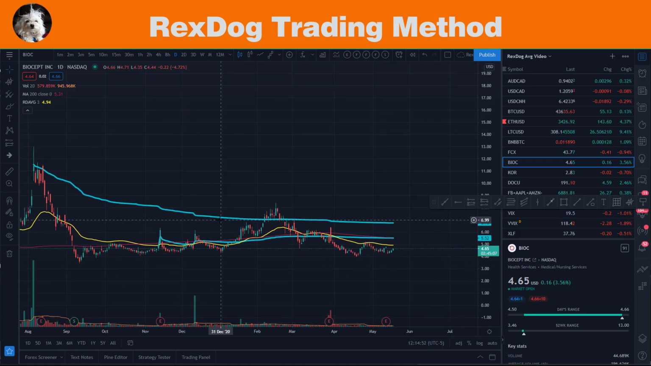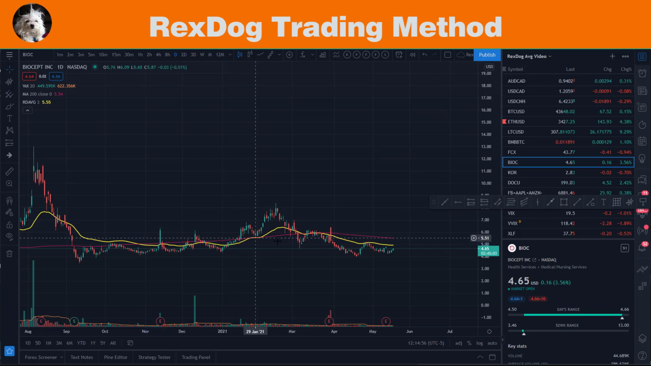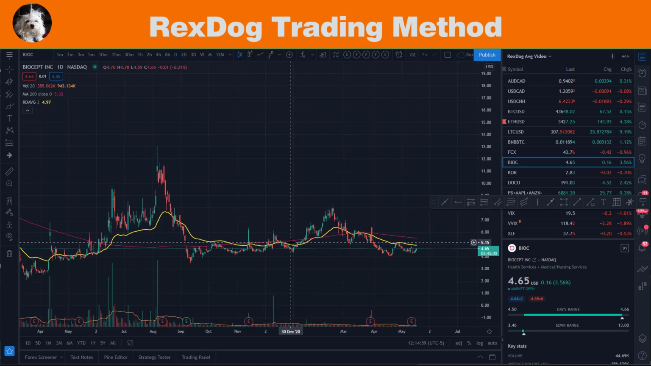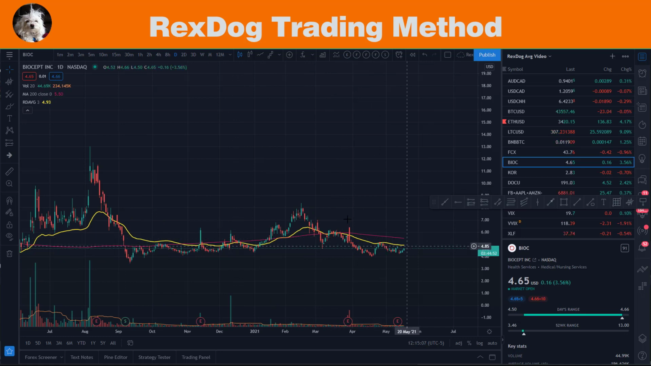This isn't a trade I recommend anybody do. I'm not giving you financial advice. It's just a trade I do because I've noticed that this thing, when it gets low, buy and then sell the pops. I'm sure there's tons of trades like that. But as you can see, the RexDog average does a good job here as well.